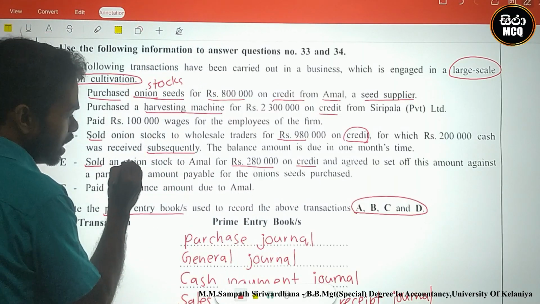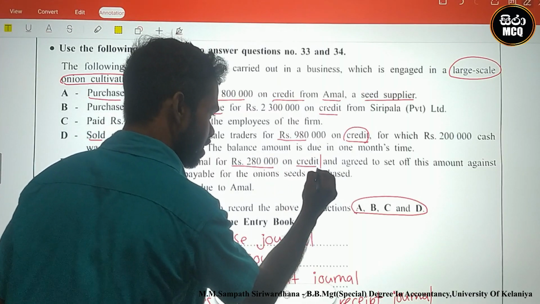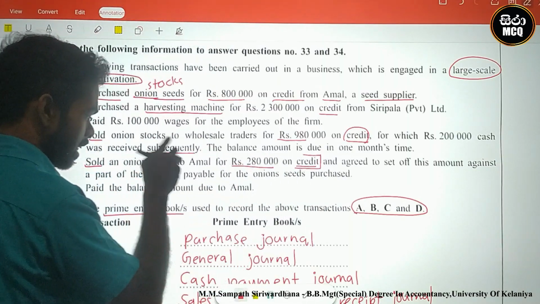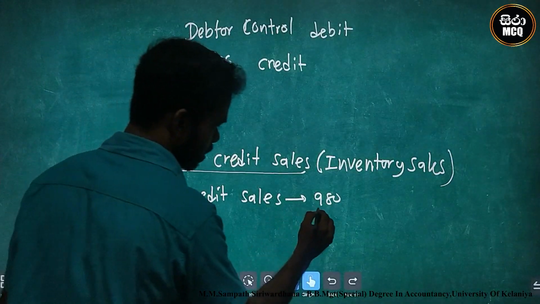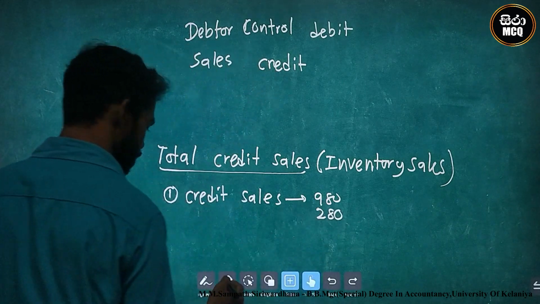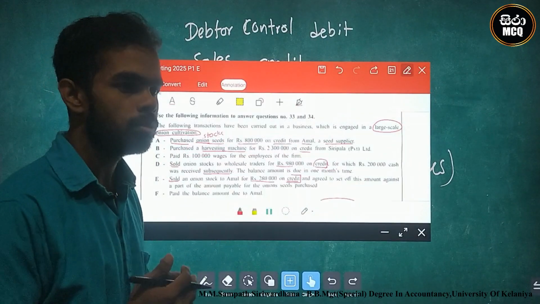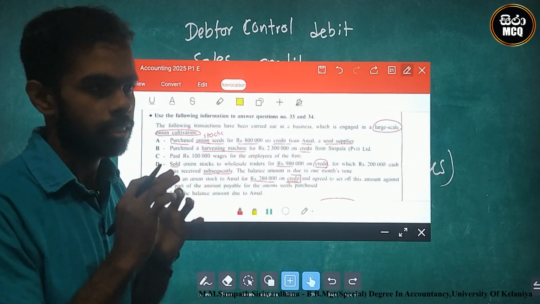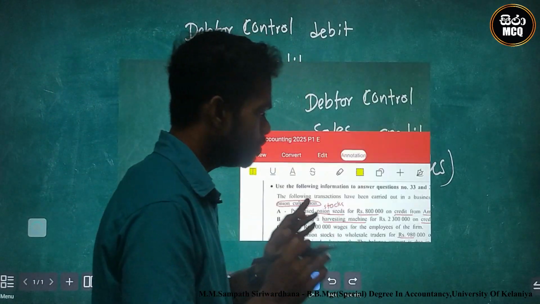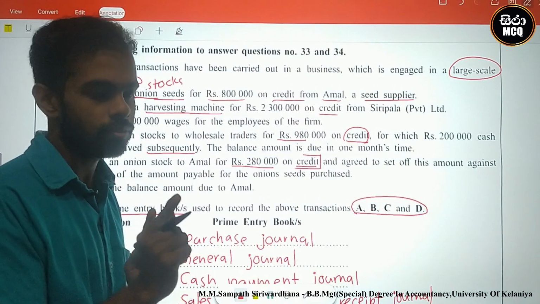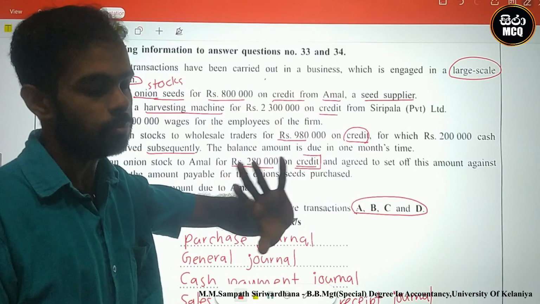What is this? Sold onion stock to Amal for 280 on credit. This is the end of the transaction. Okay, this is a credit sale. We can identify 280. Okay, let's see another question. We find only the credit sale. In the subsequent transactions we can find other information.